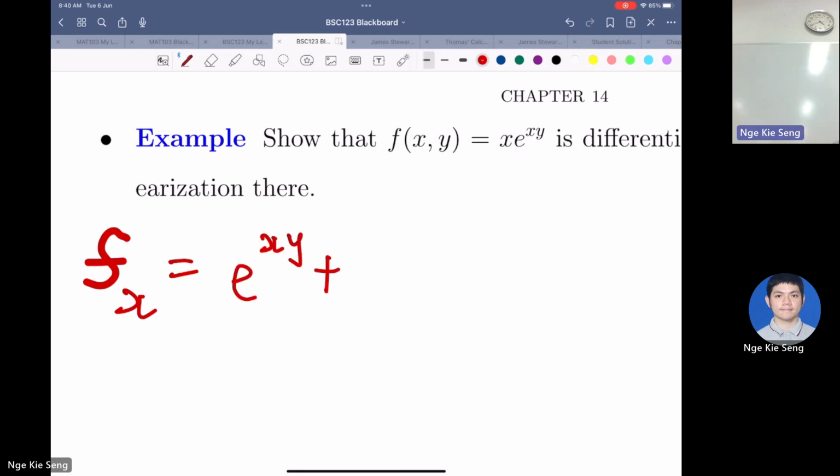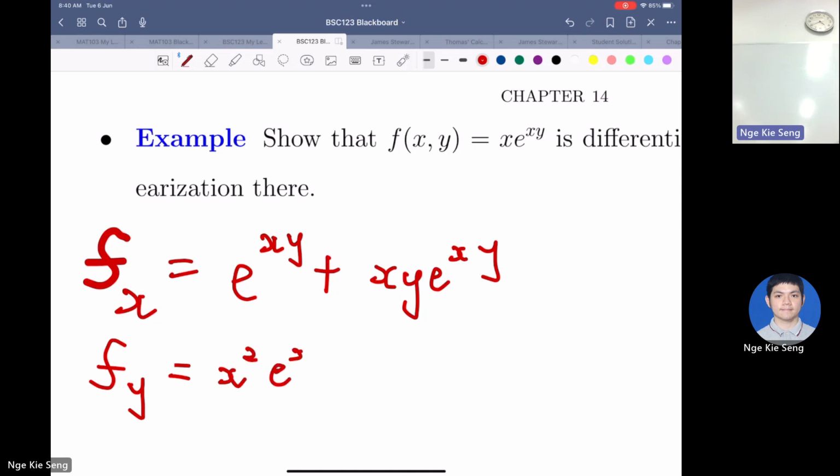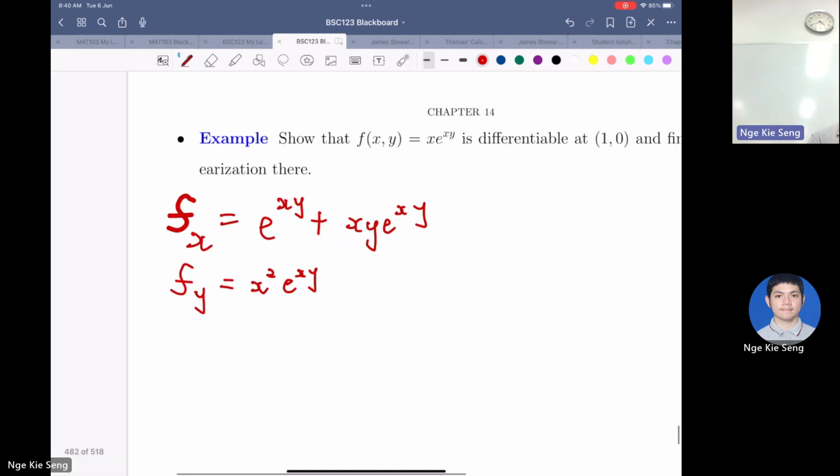e^(xy) plus xy e^(xy), okay, good. Similarly, you differentiate with respect to y, where you get x squared e^(xy). So do these two exist near the point we want? 1, 0.